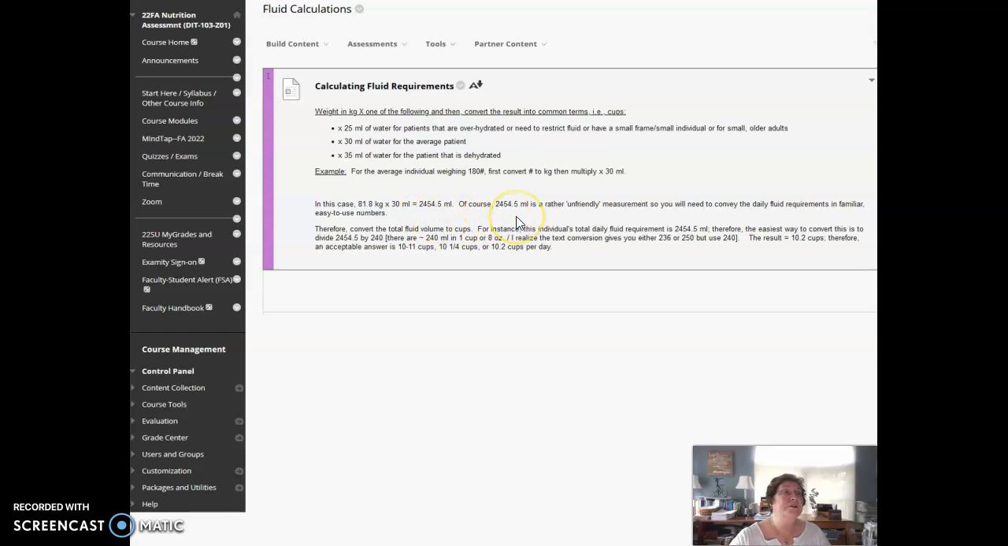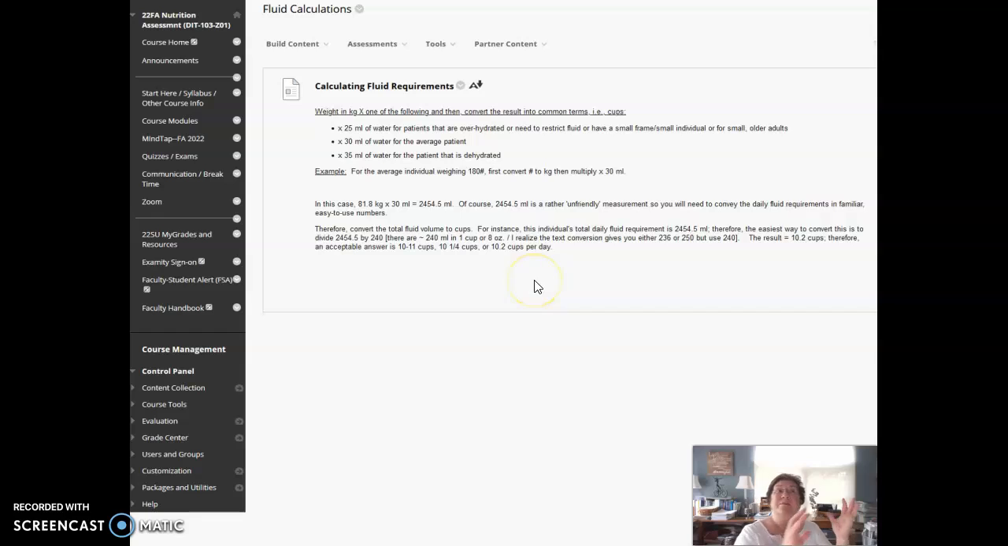And of course, that's a term that we're rather unfamiliar with. So now we need to put that into something common or familiar to us. So to convert this 2,454 milliliters into cups, we divide that by 240, and that 240 milliliters equals 1 cup, or 8 ounces, and the end result is that we have 10.2 cups.